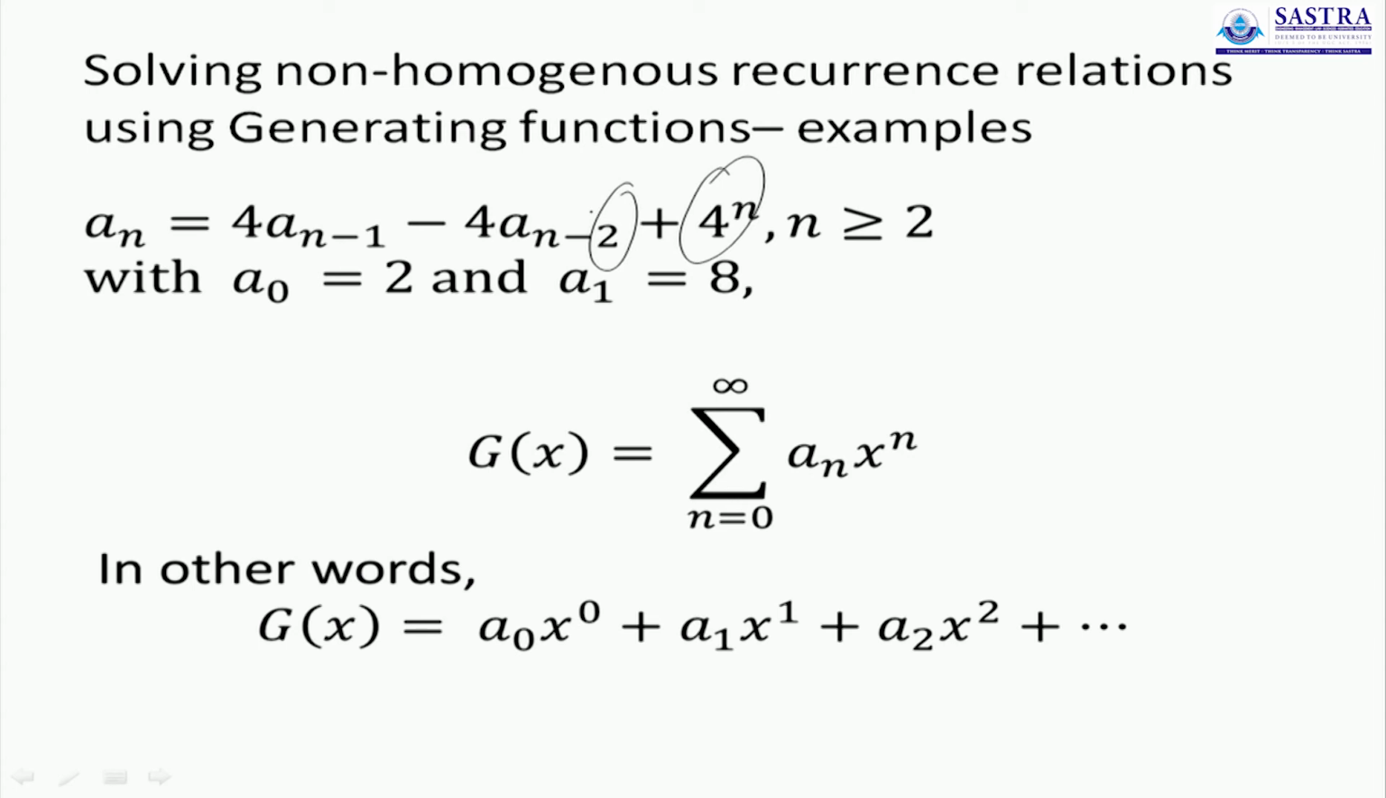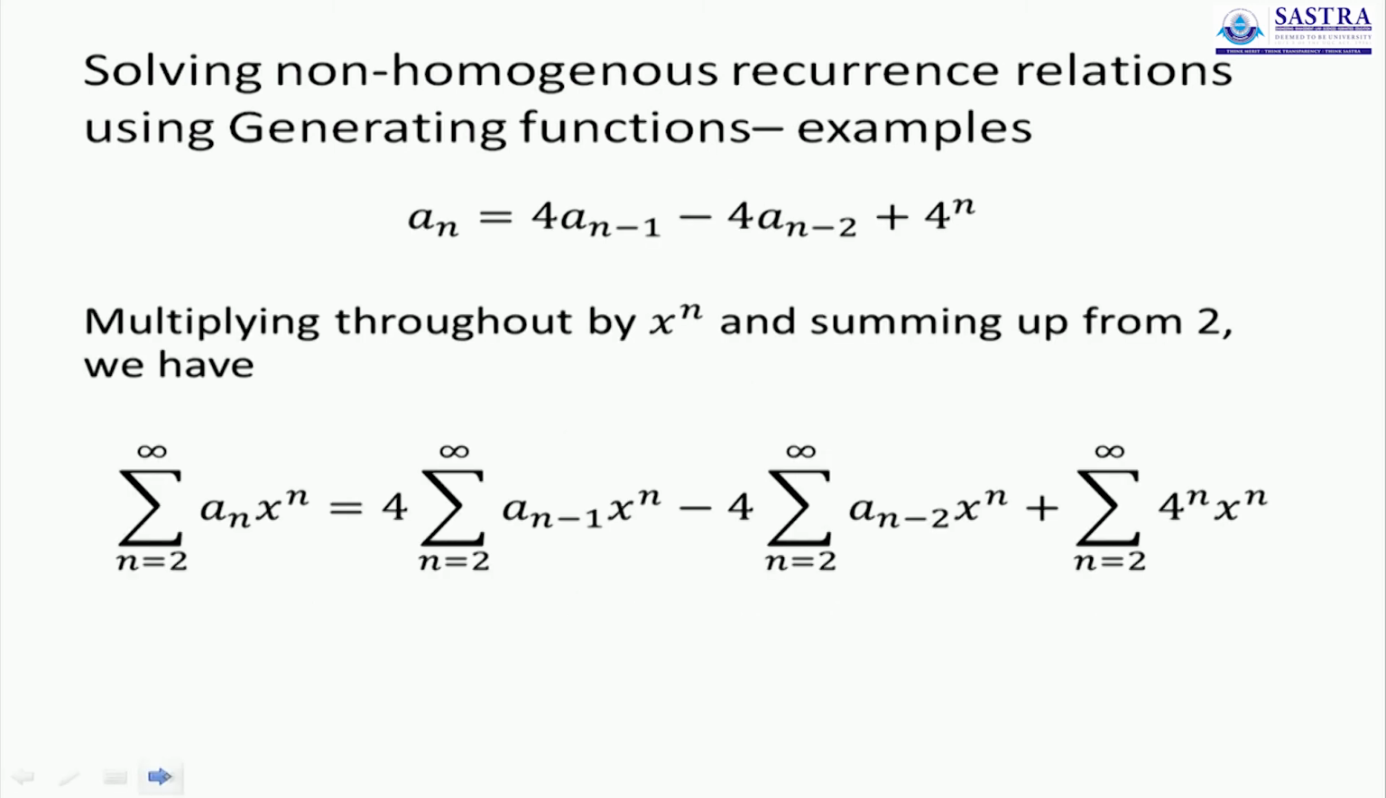So to solve this recurrence relation, let's once again consider the g of x as the summation of various powers of x put together. So we are looking for a g of x like this: a naught x power 0 plus a1 x power 1 plus a2 x squared, so on and so forth. And this is the recurrence relation that we have.